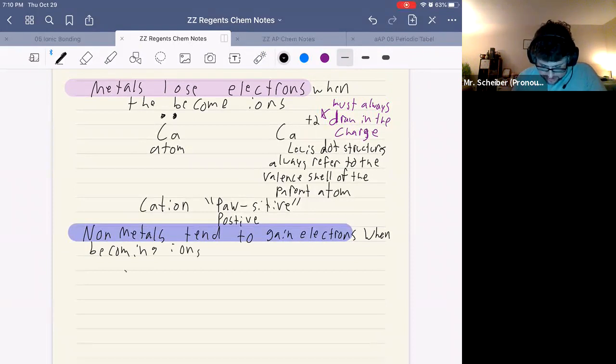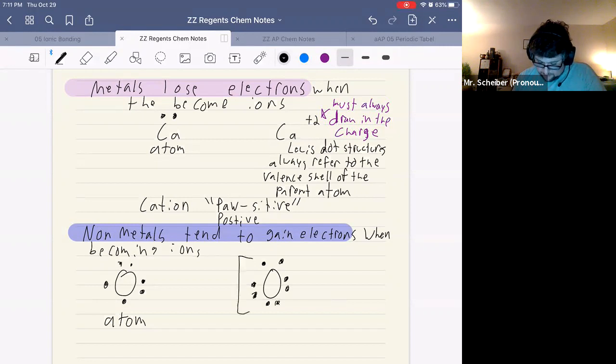Okay, and let's look at an example. Let's look at an oxygen atom. 1, 2, 3, 4, 5, 6. So this is the atom. And then to fulfill the octet rule, it has to gain 2 electrons. 1, 2, 3, 4, 5, 6, 7, 8. And what we're going to do is give it a bracket and a -2.